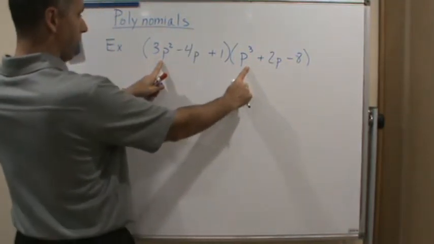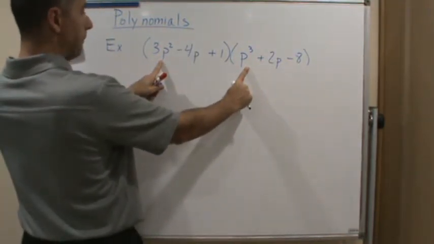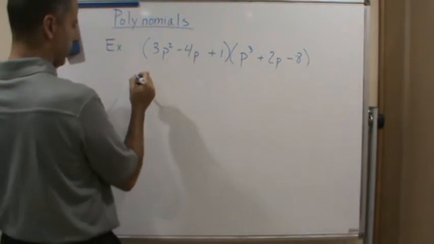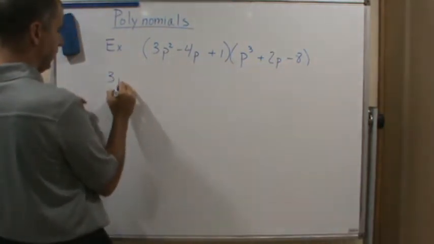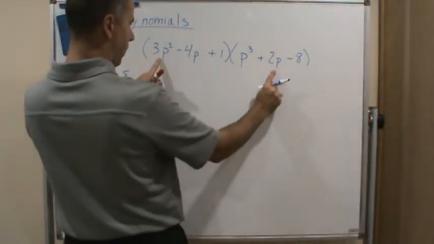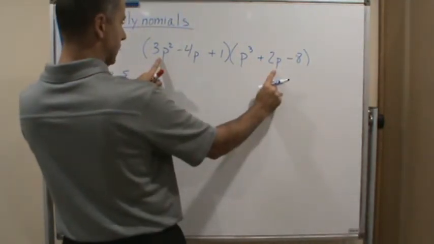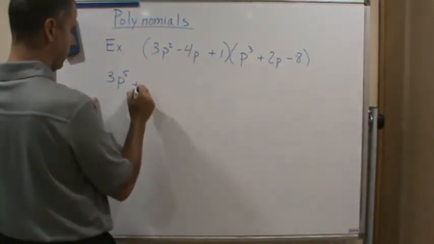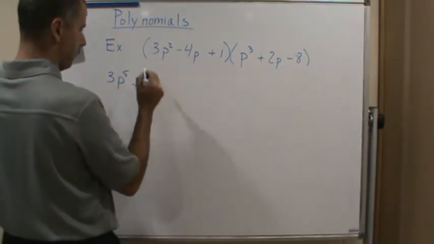3p to the fifth, right? So I'm going to write 3p to the fifth. Now I'm going to do this one and this one. This gives me 6p to the third. So plus 6p to the third.